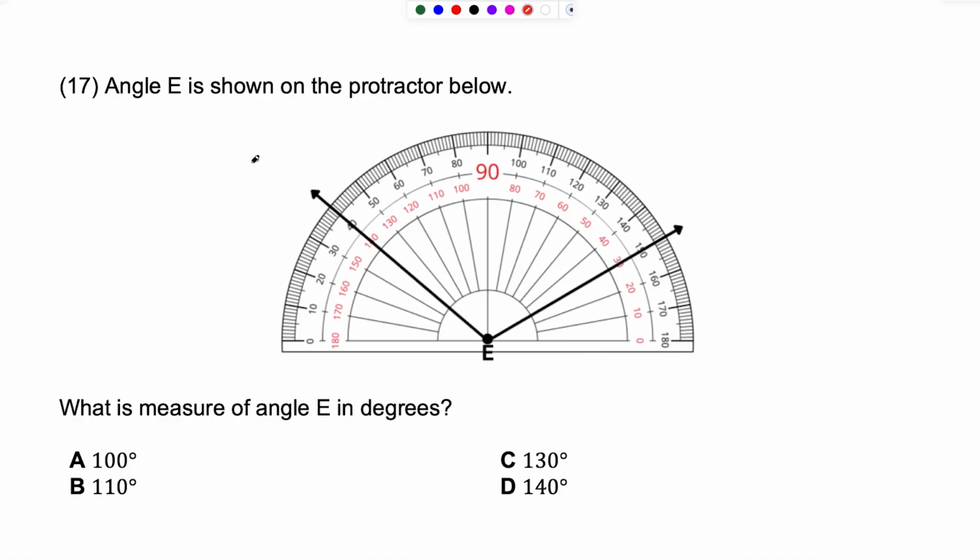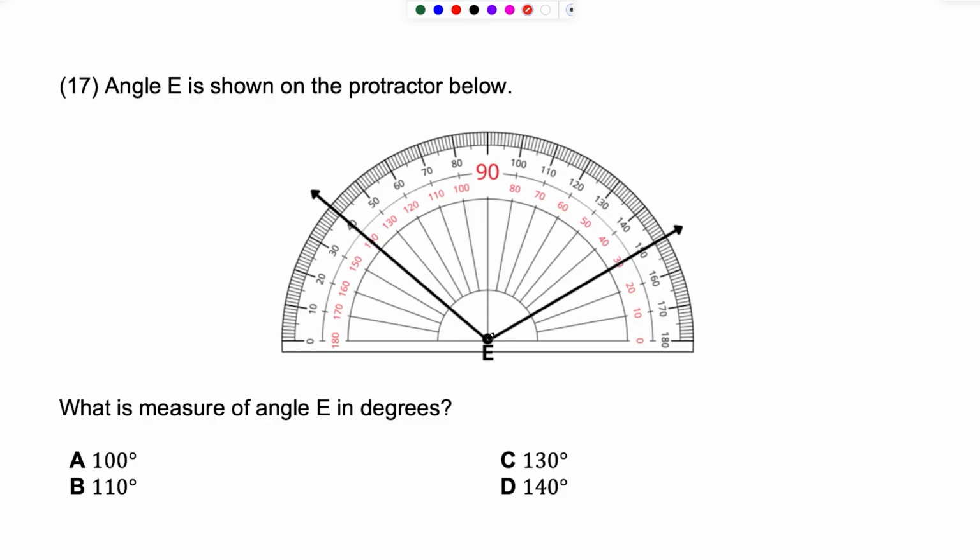Question 17, angle E is shown on the protractor below. And we want to know what is the measure of angle E in degrees. So for this one, this is a little bit tricky because the rays that are building up this angle, one of them is not facing to the right or left. Notice that this angle is in the middle of the protractor in a way.